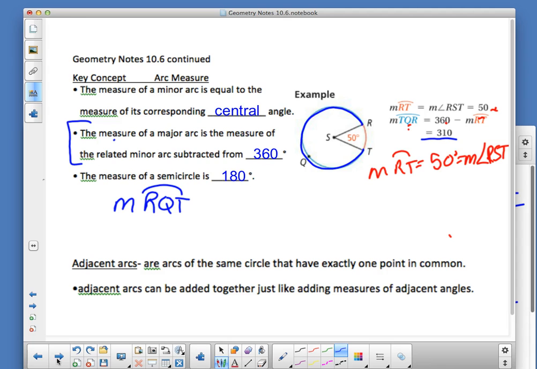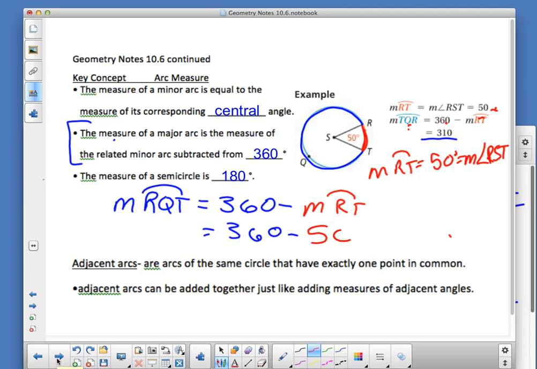How big is that? The total degree around a circle is 360. So I know it's 360 minus, I did not cover this segment, and that was my measure of arc RT, which we found out earlier was 50. So 360 minus 50, and my arc measure is 310. It's the same one that I've got right here. I just wanted to make sure you recognize where that reasoning came from, so I stepped through it as we did it.